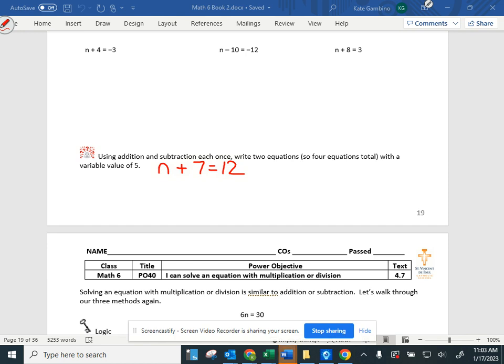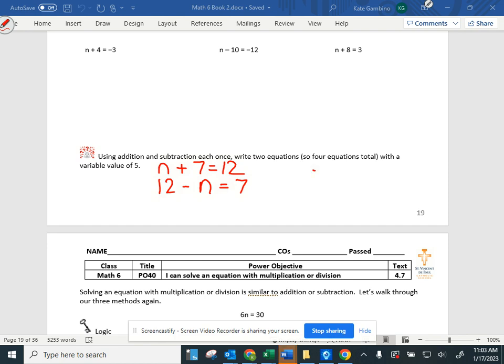How could I write that as a subtraction? Isabel? 12 minus 7. So when we use variables, we don't want our variable to be at the end. We want to make it in the equation. So I would do 12 minus n equals 7, right? So you can do the same equation, just the different fact family, same numbers, just switch it around. One needs to be adding, one needs to be subtracting. So that's one set of adding and subtracting.